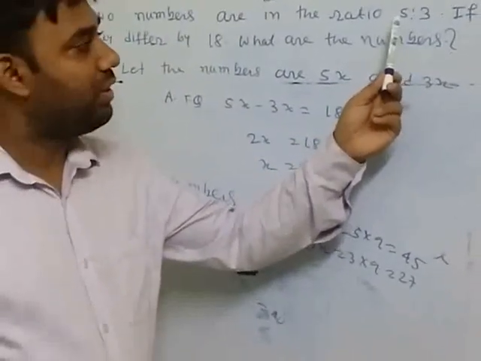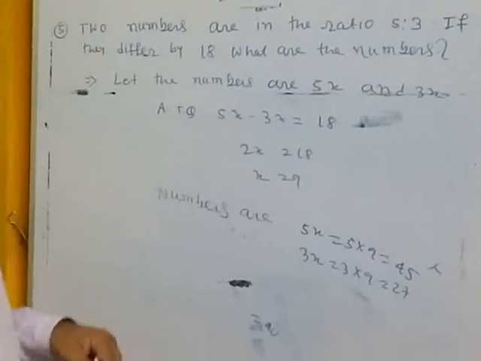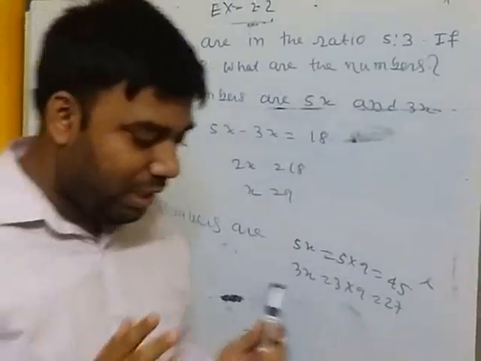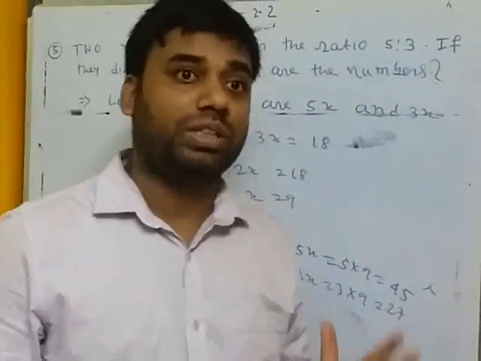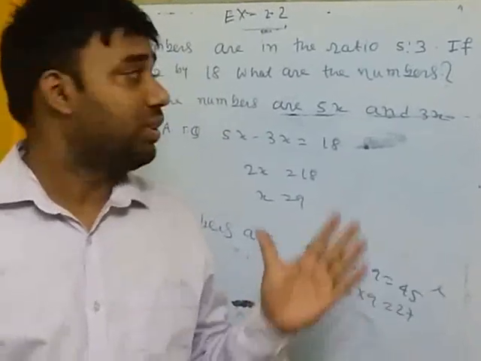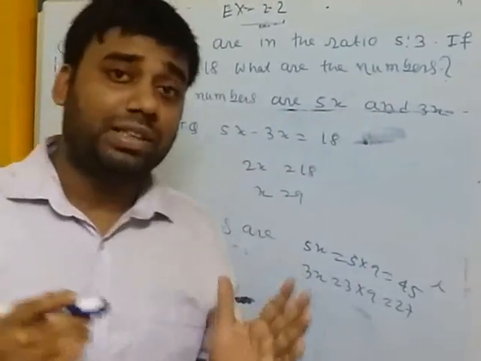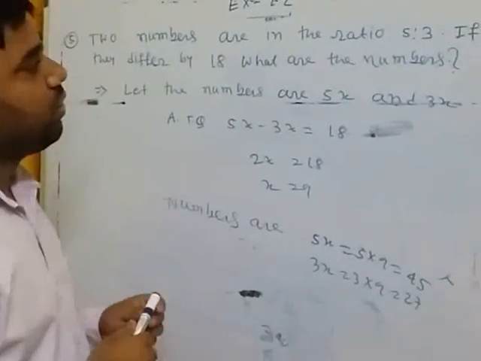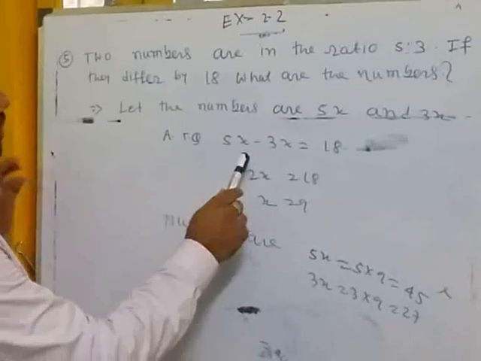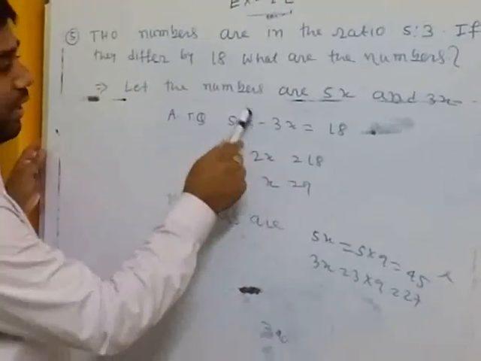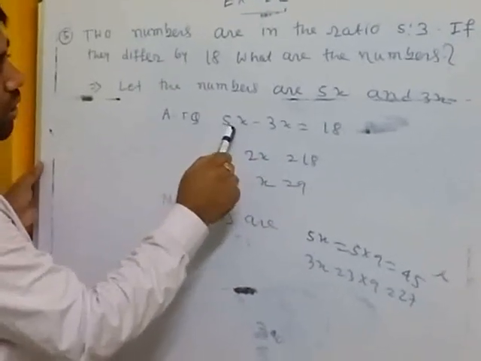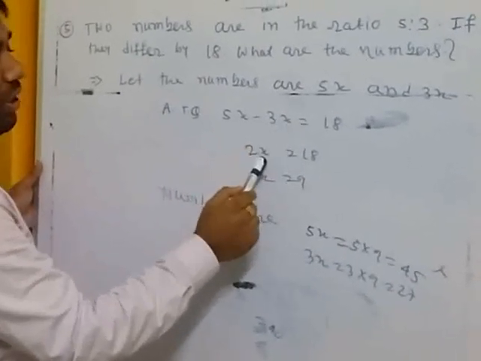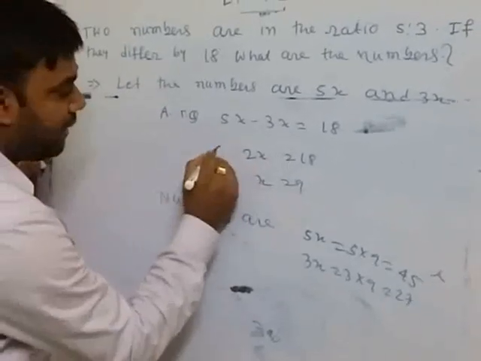As the ratio is given 5:3 and they differ by 18. They differ. It means they are not equal. Difference between these two numbers, 5x and 3x, is 18. Of course, one of them is greater and another is smaller. So difference means, I am taking that one is the greatest number, that is 5x minus 3x equal to 18. 5x minus 3x, 2x. 2x equal to 18.